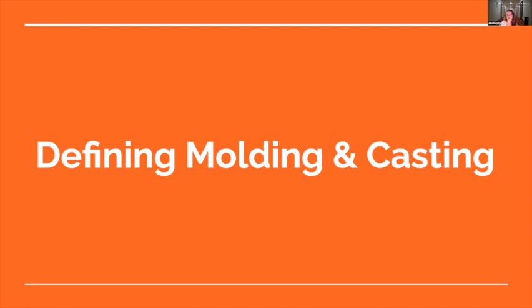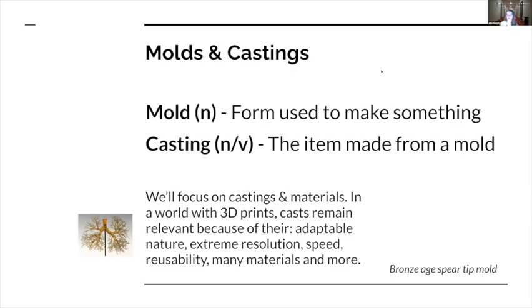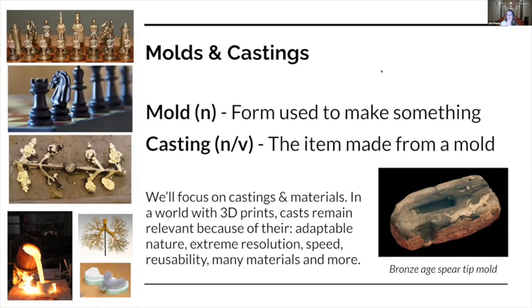So, all right, defining molding and casting. Last week we went over the molds. The mold is the form that you use. Casting is the item that comes out of it. It's the copy of the thing you made a mold of. And that original thing that you are making a mold of is referred to as the original, the master, or the pattern most of the time. If you go to a foundry, they'll ask you for your pattern, and what they mean is, what is the thing you're trying to copy?